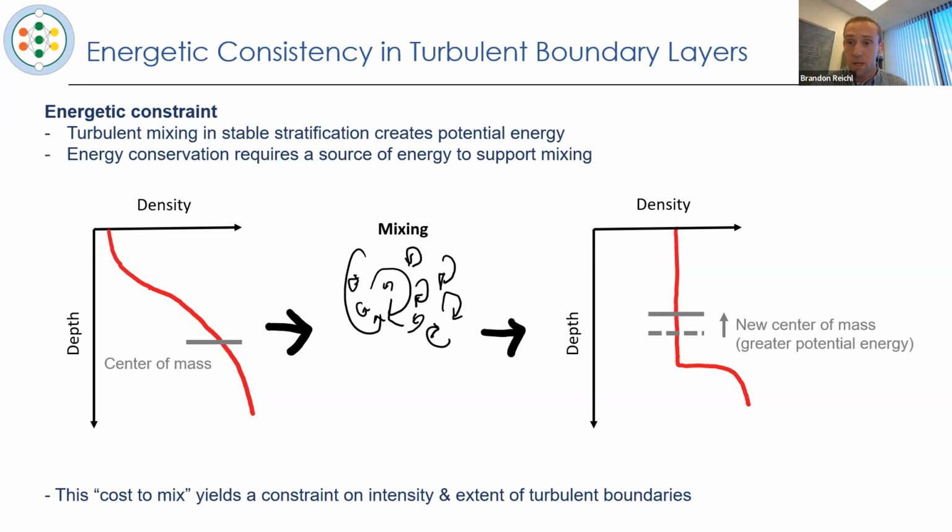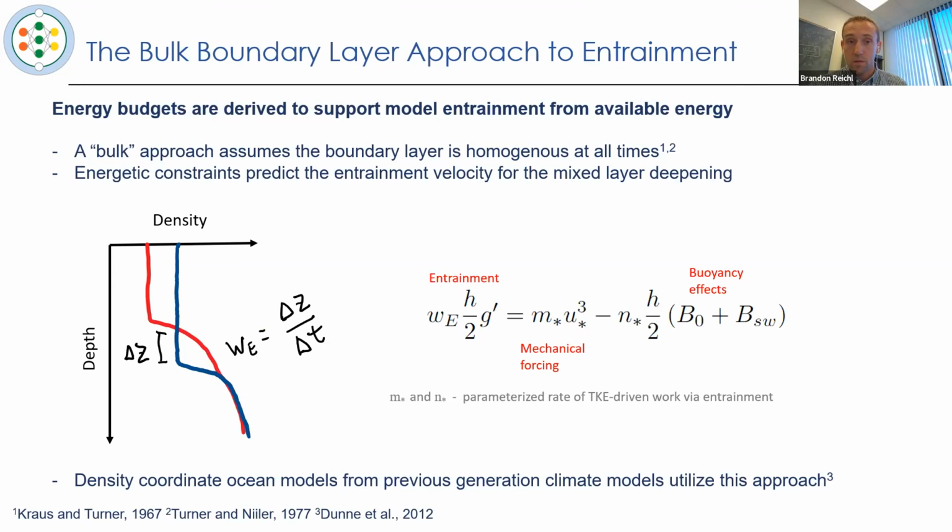But we all know, from pretty basic physical principles, that if you are increasing potential energy, you had to pay an energy cost somewhere. So basically, we have a cost to mix that we can use as a constraint on the intensity and extent of turbulent boundary layers. This principle has been well understood for a long time, of course, and applied to boundary layer development for many decades. You can go all the way back to some of the first attempts at this, the bulk boundary layer approach. Here the assumption is that the entire boundary layer is pretty much uniform in all properties, including temperature and salinity, which leads to a uniform density. This was popular because you didn't have as many degrees of freedom to represent structure in the ocean back then, and it's also not too far from the truth when you have a pretty well mixed surface layer.